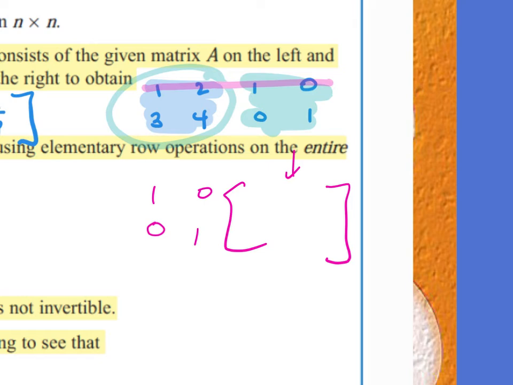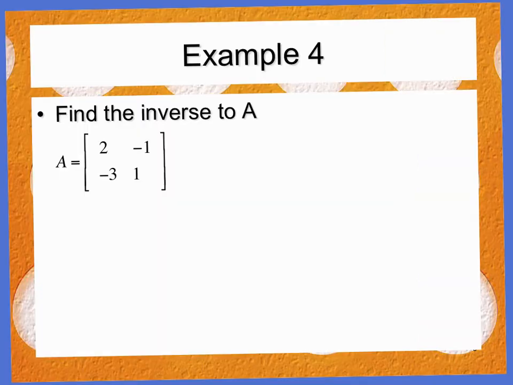And when you are done, when the left side becomes 1, 0, 0, 1, whatever is in these 4 squares is your inverse. So again, I'm going to teach you 2 methods. This is one of them, and this works on a 2x2 and a 3x3. The shortcut that I'm going to teach you after this only works on a 2x2, so that's why I'm going to teach you both. So the question would simply just look like this: find the inverse to A.